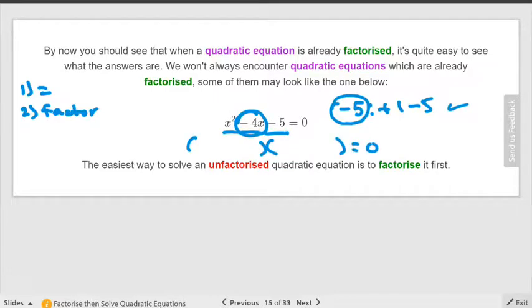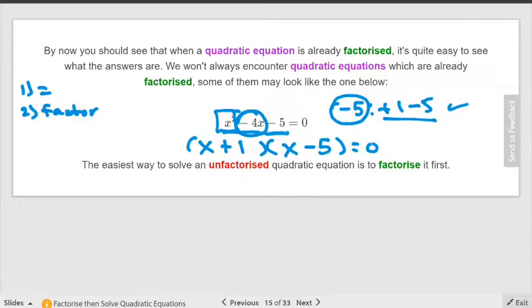Remember, it's still equal to 0. X squared can only be x times another what? X. What are the 2 numbers that I just chose? Plus 1 and minus 5. Now, could you have written x minus 5 times x plus 1? Sure, the order doesn't make a bit of difference. Okay? There's the factorized form.